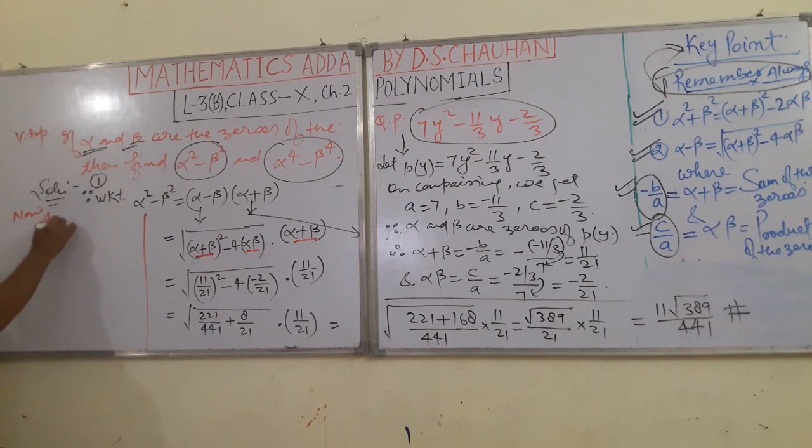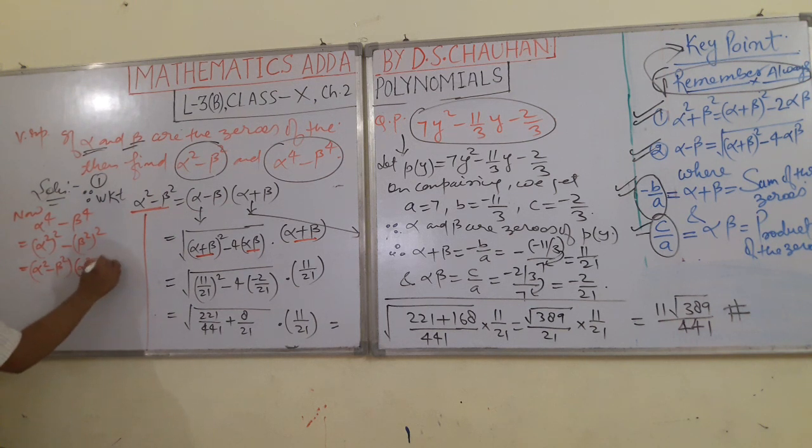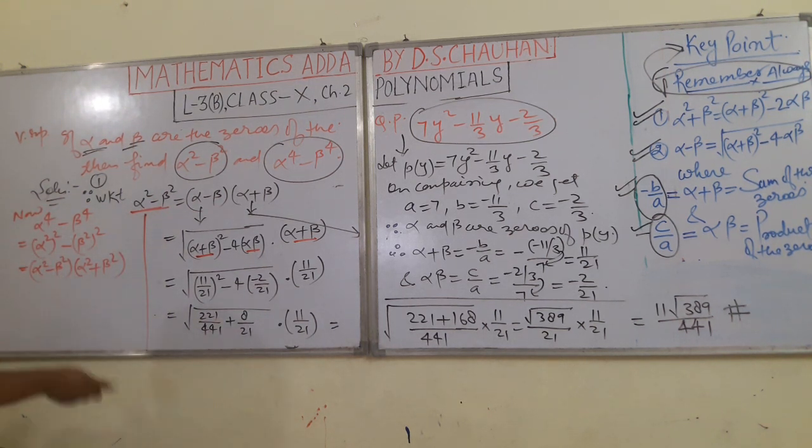Next, now alpha raised to 4 minus beta raised to 4. No need to worry, students, we can solve it in this way. Alpha square to the square minus beta square to the square, because alpha square to the square is alpha raised to 4, and likewise. So it is of the type a square minus b square. It will be alpha square minus beta square in one bracket, and in another bracket alpha square plus beta square. From here we know alpha square minus beta square.